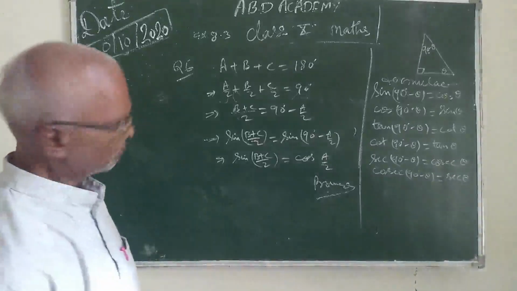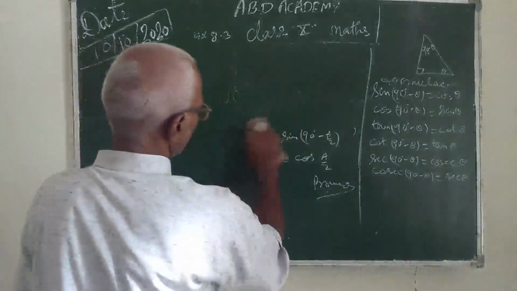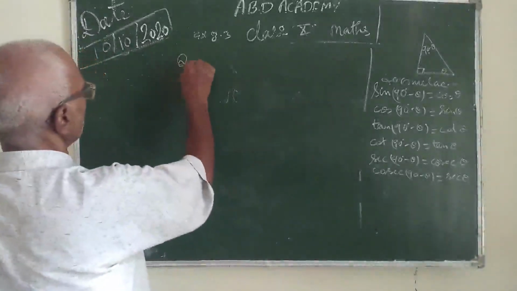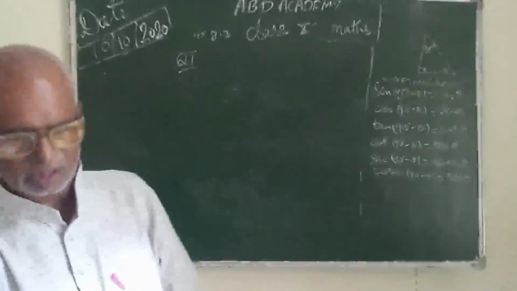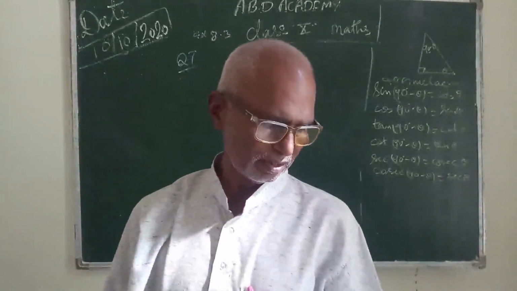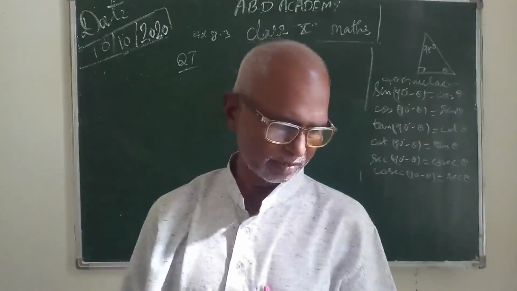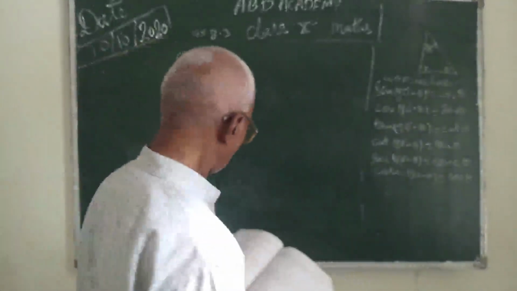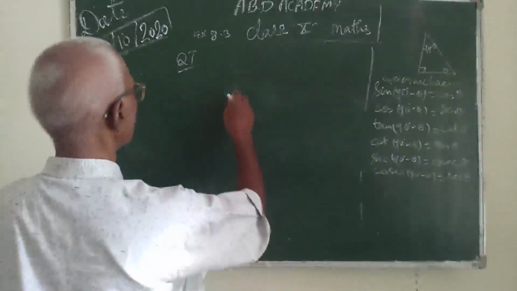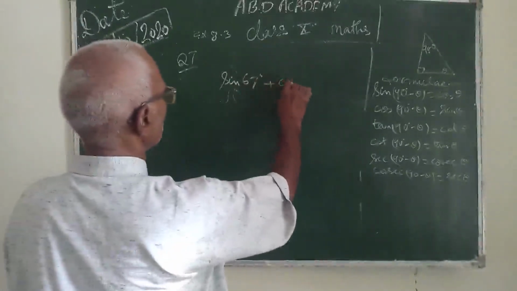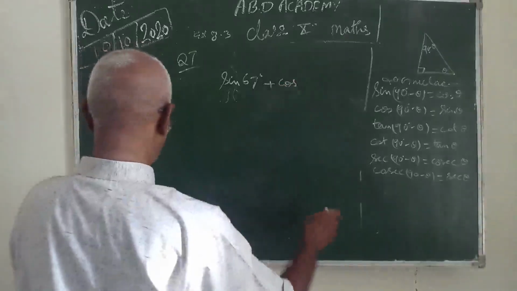Now, one more question is here. I am reading that. If it is difficult, I shall tell you. If easy, I shall give you a hint and you do it on your own. Express sin 67 degree plus cos 75 degree in terms of trigonometric ratios of angles between 0 and 45. Number 7: sin 67, it is more than 45, plus cos of 75 degree. Both are more than 45.